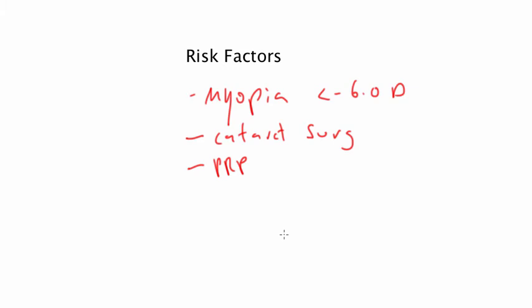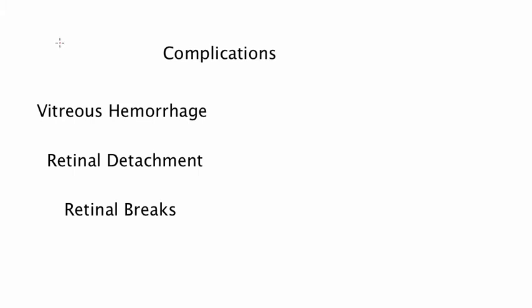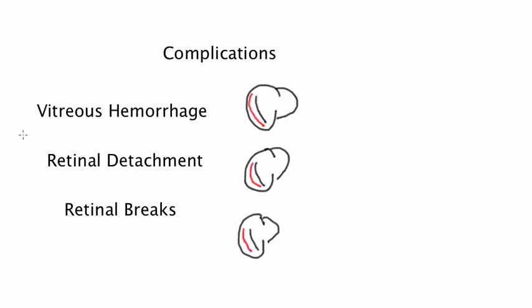A procedure that increases your risk for PVD is panretinal photocoagulation. This is often done for diabetics. There are several complications that you can have from a PVD. You can have a vitreous hemorrhage, retinal detachment, or retinal break. A vitreous hemorrhage is when blood fills the vitreous cavity.